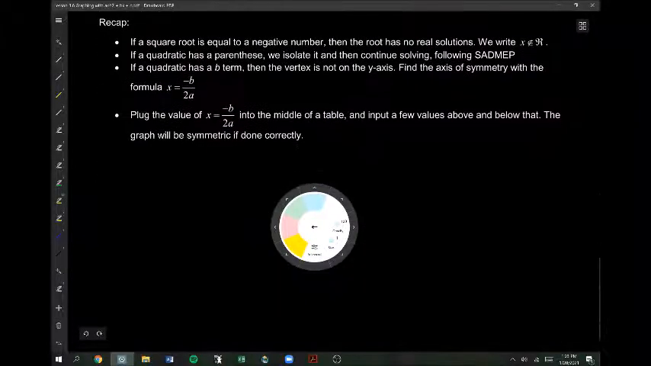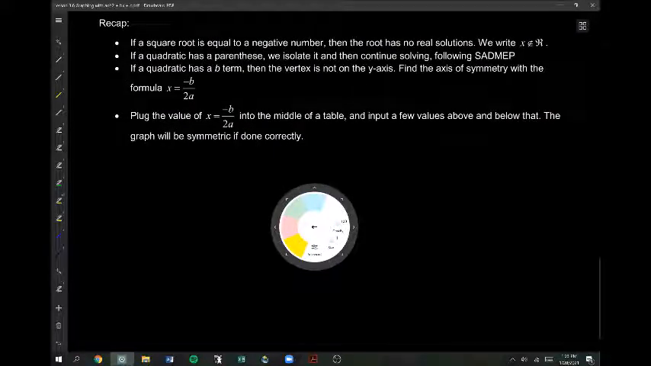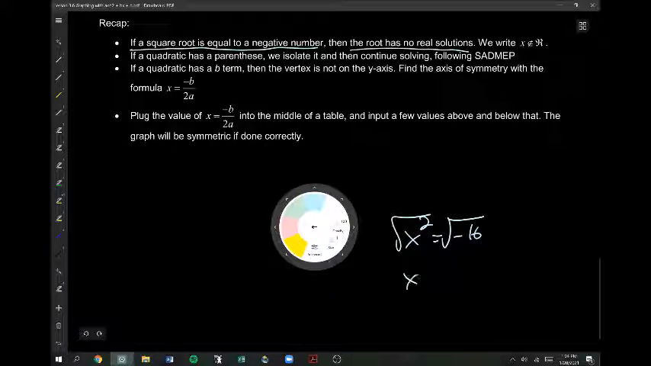Okay. A square root is equal to a negative number. If a square root is equal to a negative number, then the root has no real solutions. If I try to find what squared gets me negative 16, that's going to give me x equals the square root of negative 16, and that has no solutions. So x is not in the real solution set. So we can write x is not in this fancy R.